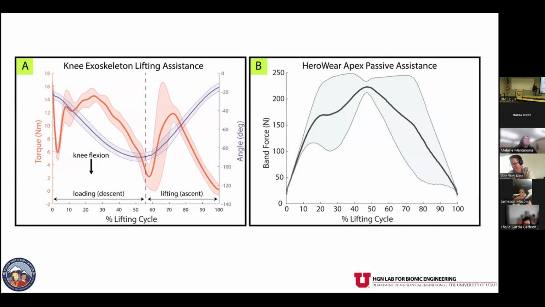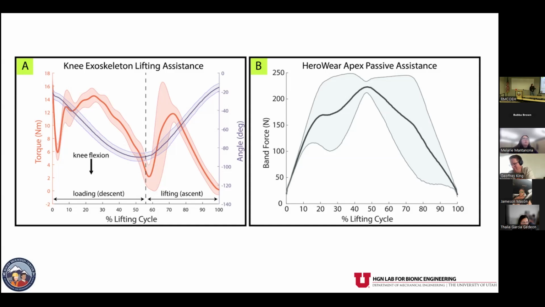As you can see, the torque assistance of that passive exoskeleton is directly related to the deformation, or in this case, the peak knee flexion occurring during that squat motion, right? So at the beginning of the squat, you don't get very much torque. At the end of the squat, you get a lot of torque, and you get the most torque when you have the biggest knee flexion.